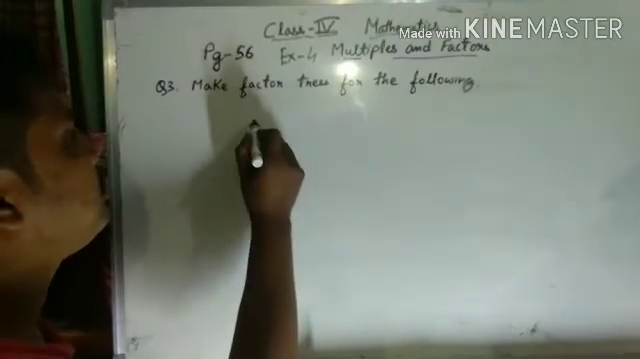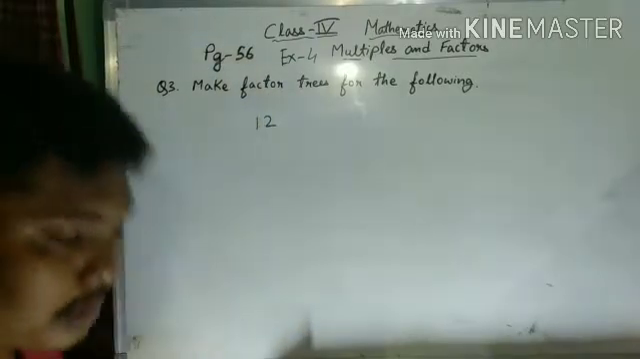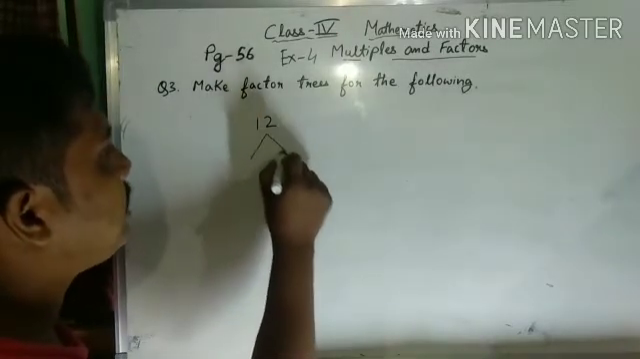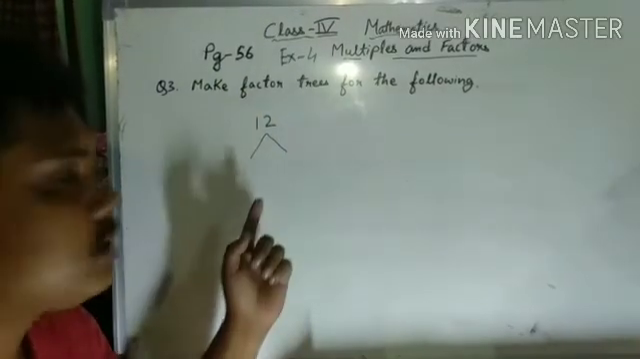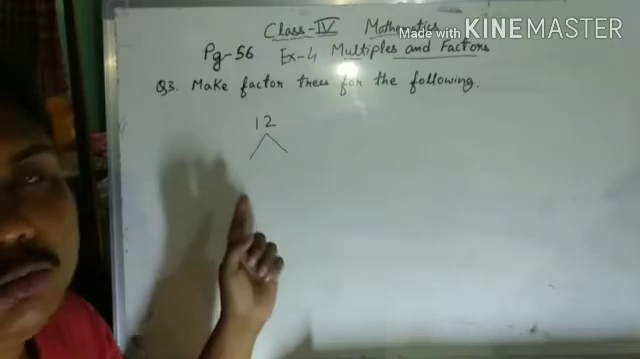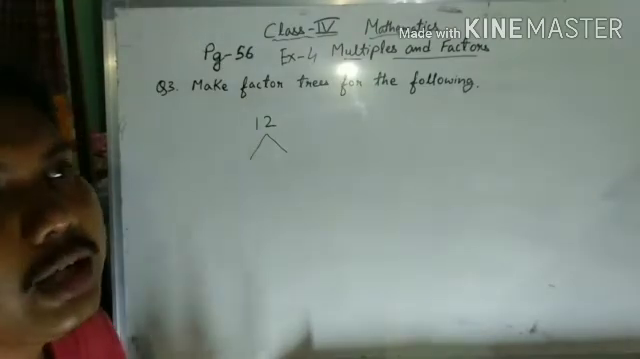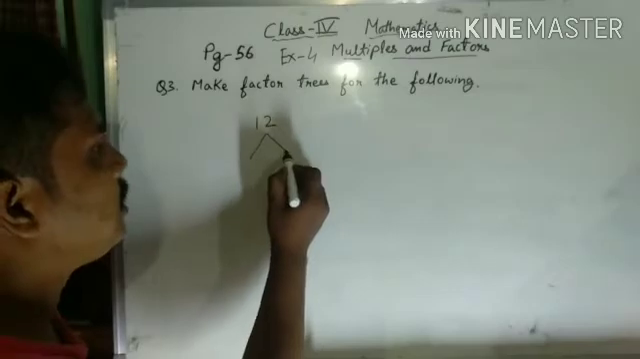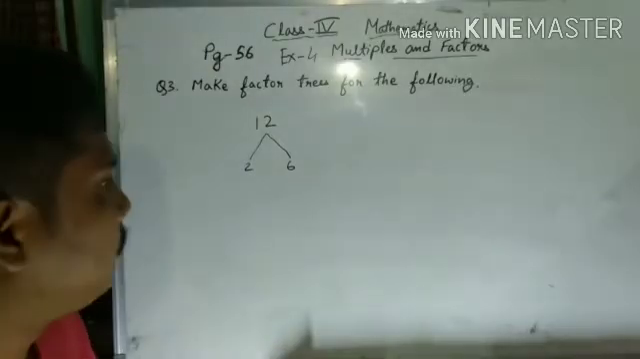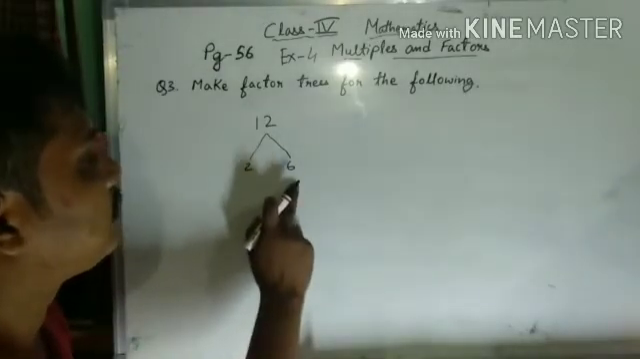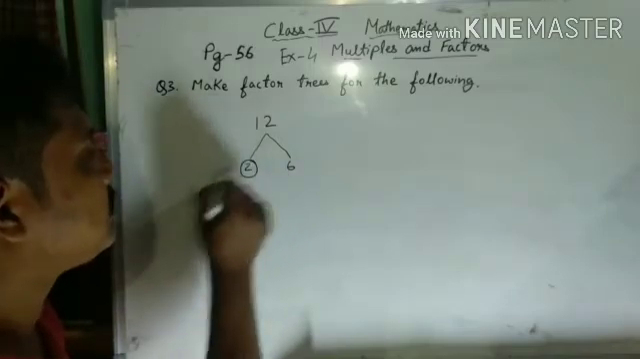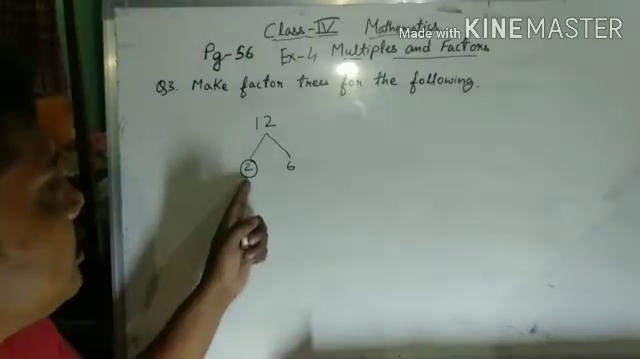Suppose I am taking the number 12. This is the question. How to make the factor tree? We have to write any two numbers whose multiplication is 12, but we will not write 1. Except for 1, we can write any other numbers. For 12 we can write 2 times 6 is 12. Now we have to see which is a prime number. 6 is not a prime number, but 2 is a prime number, so we will circle this because 2 is a prime number. Our division is finished here.